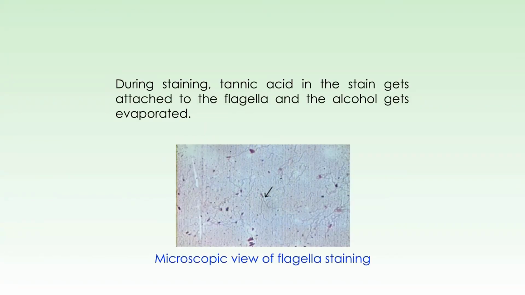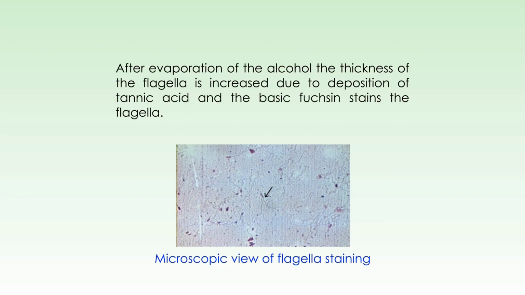As flagella are so slender, they can be observed directly under the electron microscope. To observe under the light microscope, the thickness of the flagella must be increased, and to achieve this, the cells are coated with the Leifson stain. Leifson stain is made up of tannic acid and basic fuchsin, which are prepared in an alcohol base. During staining, tannic acid in the stain gets attached to the flagella and the alcohol gets evaporated. After evaporation of the alcohol, the thickness of the flagella is increased due to deposition of tannic acid and the basic fuchsin stains the flagella.